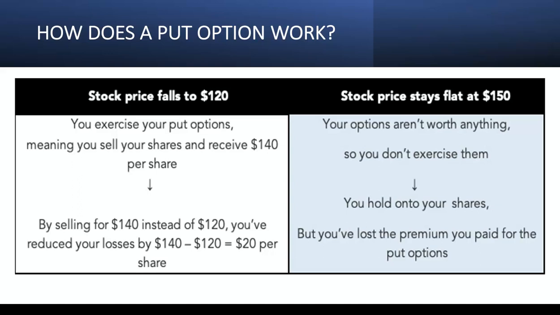Case number 1. The stock price falls to $120 per share. You exercise your put options, meaning you sell your Facebook shares and receive $140 per share. By selling for $140 instead of $120, you have reduced your losses by $140 minus $120, or $20 per share.